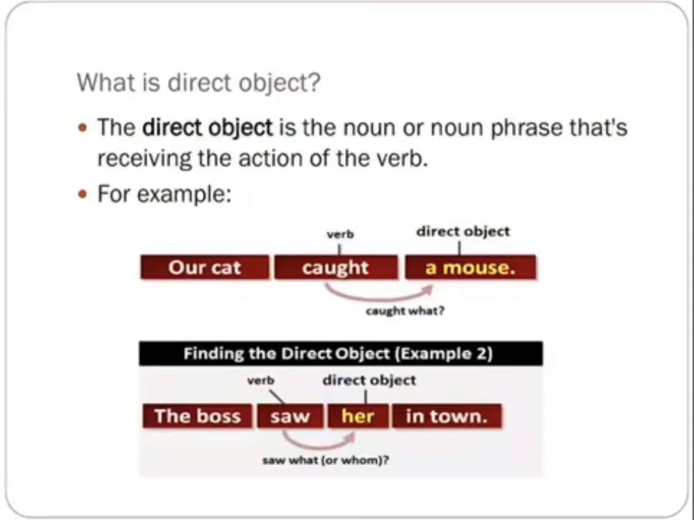For example, I am waiting. So here you can see the I is the subject and am waiting is the verb. And in this sentence there is no object.